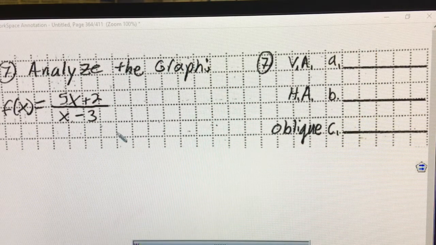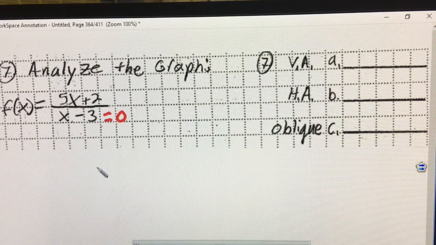Don't have to graph it. I just want to analyze it. What's the vertical asymptote? If you set that bottom equal to 0, it ain't going to be -3. It's going to be x equals 3 is what gives me the vertical asymptote.